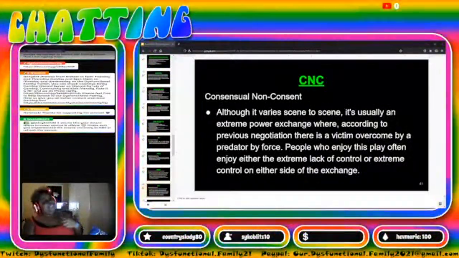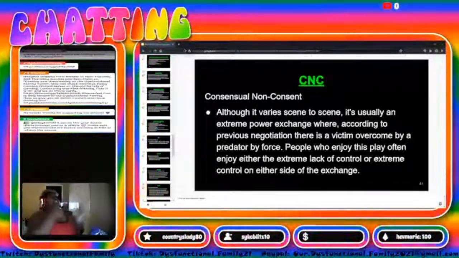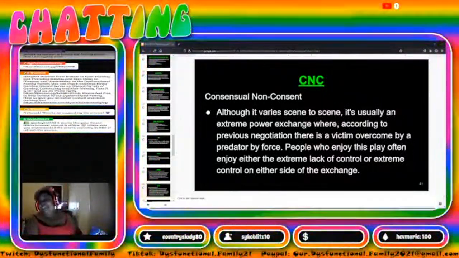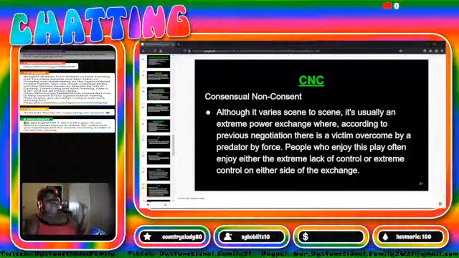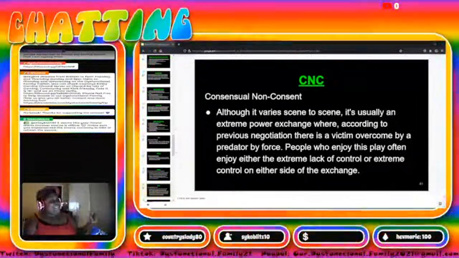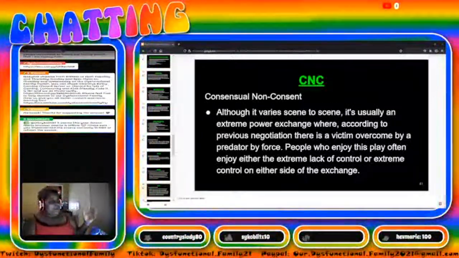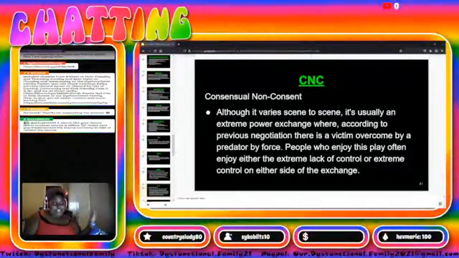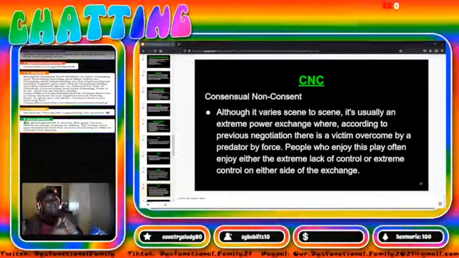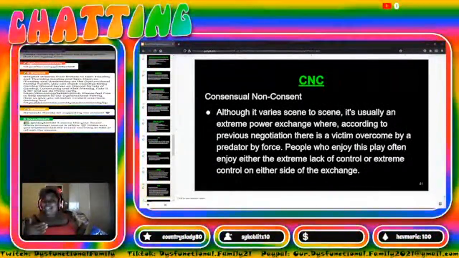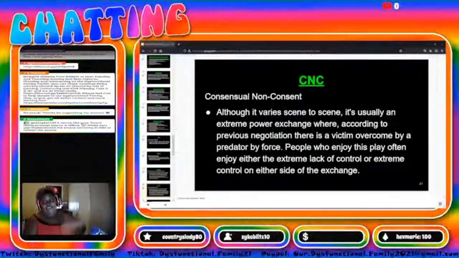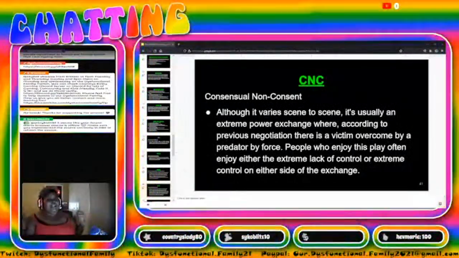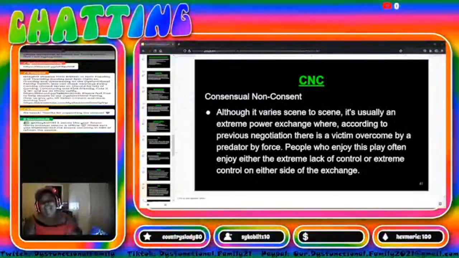CNC, it's consensual non-consent. I know we've been sitting here preaching consent, consent, consent, and then you see consensual non-consent. Consensual non-consent is still consent. It is just a type of scene that you all have discussed. It's an extreme power exchange where, through previous negotiations, there is a victim overcome by a predator. That in itself is going to have way more consent than you all think. Everything has to be consented on, from what's going to happen, who's going to be where. Just because it says non-consent does not mean it lacks consent.